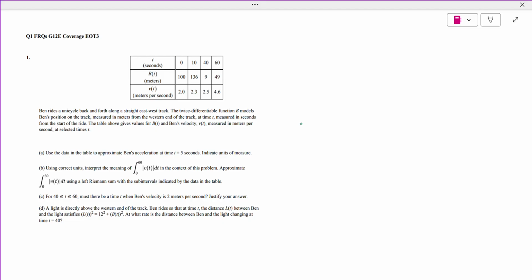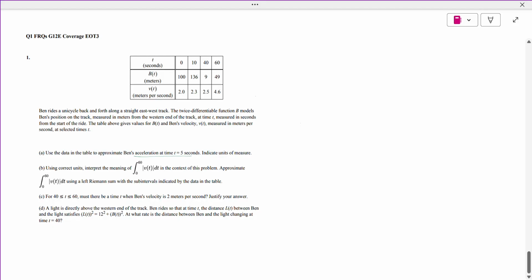It says Ben rides a unicycle back and forth along a straight east-west track. The twice differentiable function B models Ben's position on the track, measured in meters from the western end of the track at time t, where t is measured in seconds from the start of the ride. The table above gives values of B of t. So B of t is the position, and V of t is the velocity measured in meters per second. Part A says use the data in the table to approximate Ben's acceleration at t equals 5.